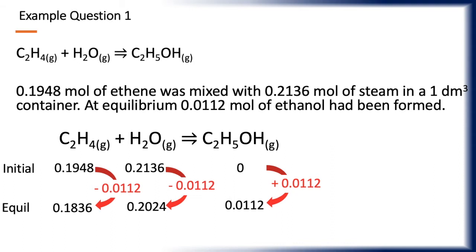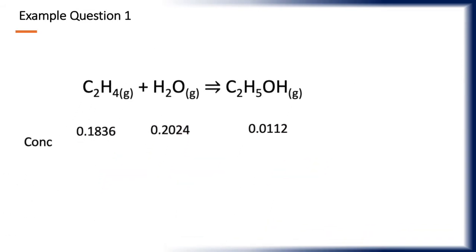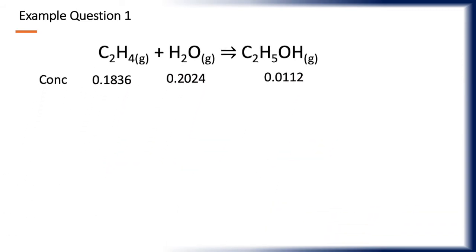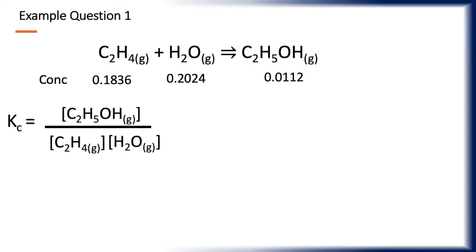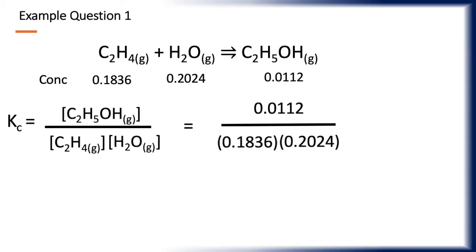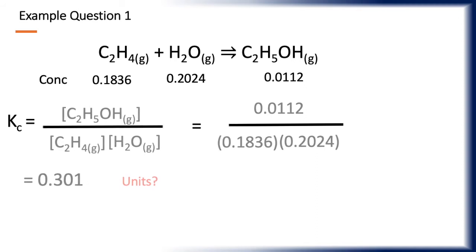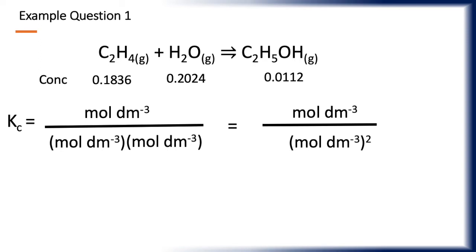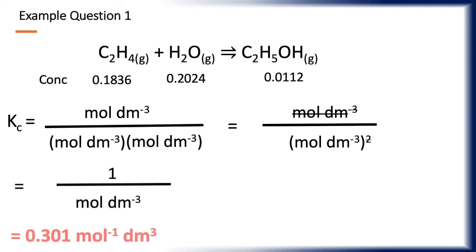I then need to convert into concentrations, but because it's 1 decimeter cubed, I get the same numbers. I just divide each one by 1. So we can now pop those numbers into Kc, as shown there. And if we do that, we get our Kc as being 0.301. We need to think about units though. Units are in moles per decimeter cubed for those concentrations. You can see that we can cancel those down, and therefore we will end up with moles to the minus 1 decimeters cubed.